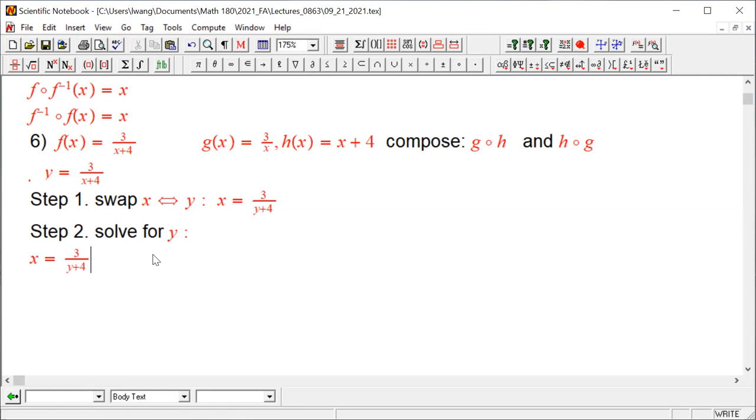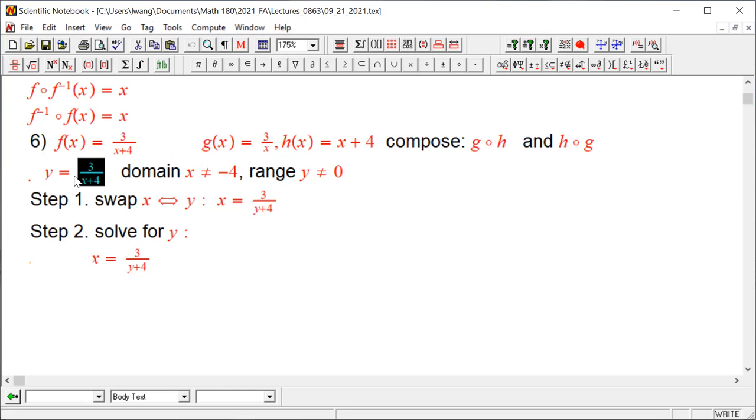We also have a domain consideration here. I have to mention the domain consideration. Why? Because that's very important. The domain before the swap is x not equal to -4. And the range is y cannot equal to what? y cannot equal to 0.